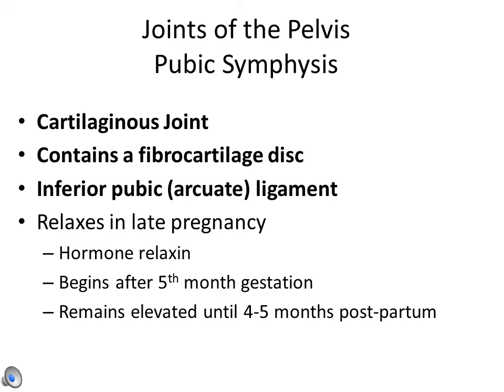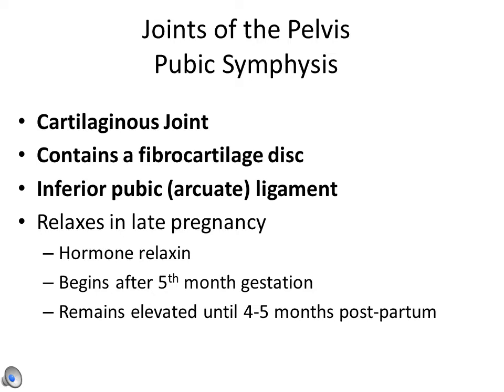The pubic symphysis is the articulation between the right and left symphyseal borders of the superior pubic ramus of the pubis. It is a cartilaginous joint and contains a fibrocartilage disc. There's also a ligament on the inferior aspect of the joint called the inferior pubic or arcuate ligament.